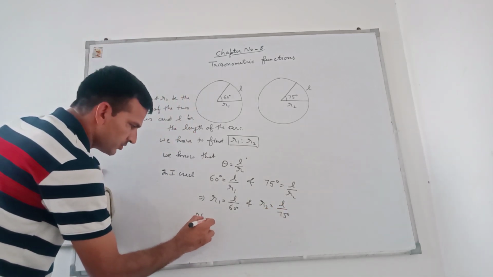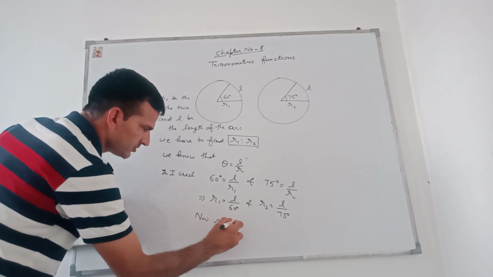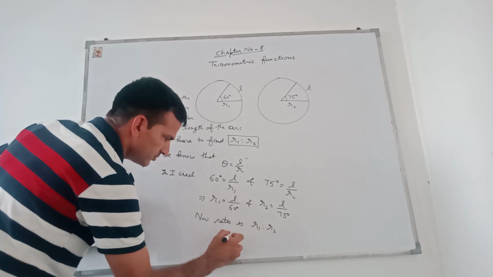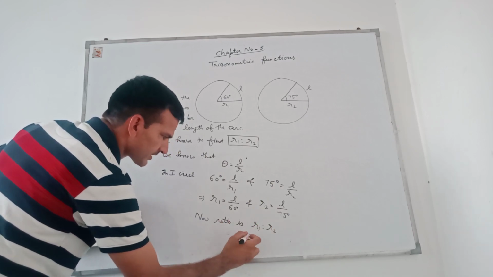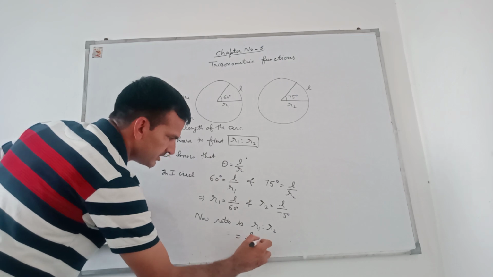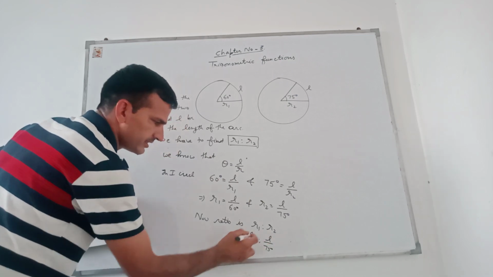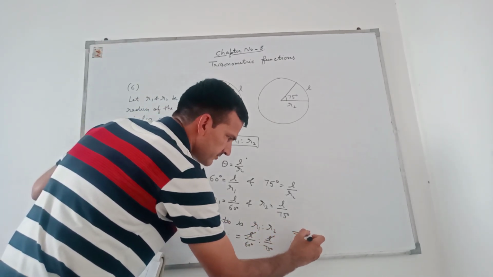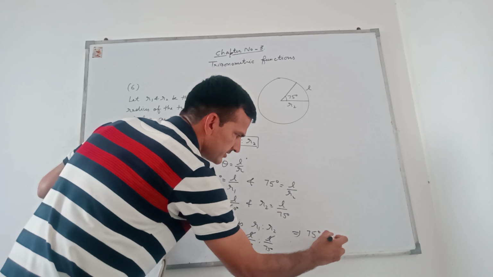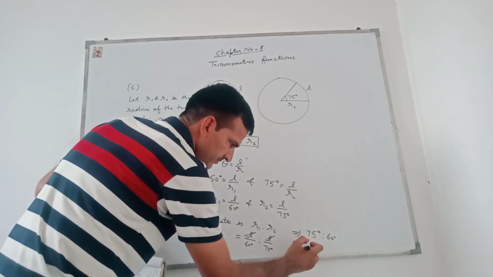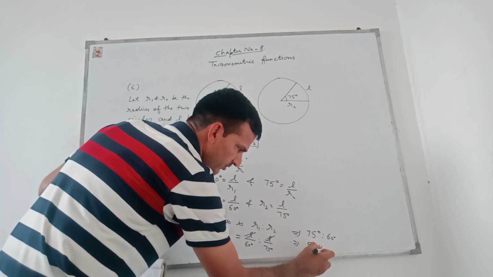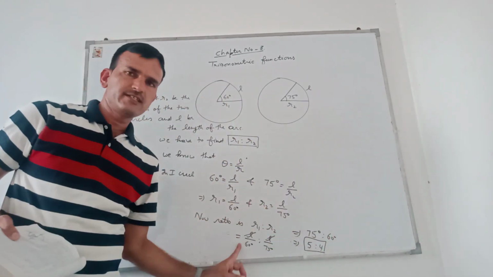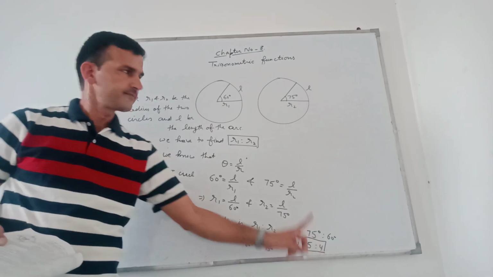Now the ratio R1 ratio R2 is equal to L by 60 degree ratio L by 75 degree. L shall cancel out. Ratio is 75 degree ratio 60. Cancel out, 5 ratio 4. This is your answer. So the ratio of their radii is 5 ratio 4.